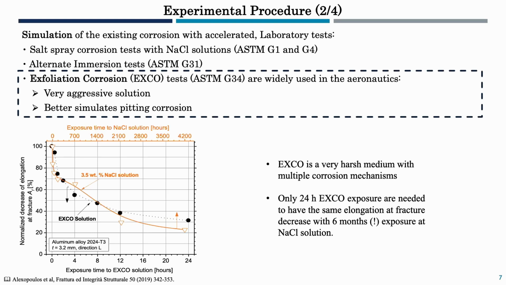For example, after 2 or 4 hours, you have a decrease in tensile ductility of more than 20–30%, while with sodium chloride solution, you need something like 3 months to get this kind of tensile ductility decrease.